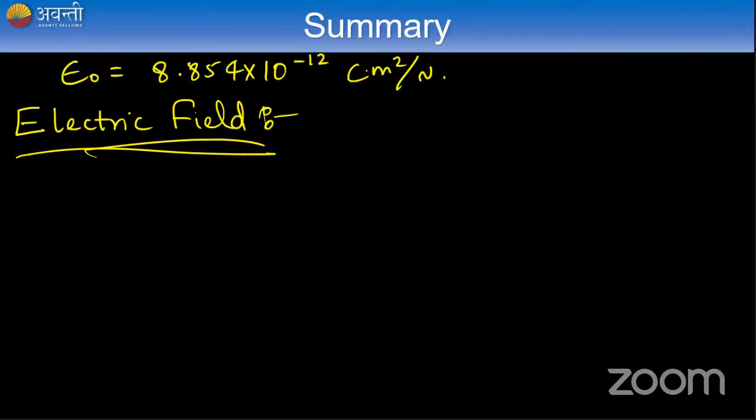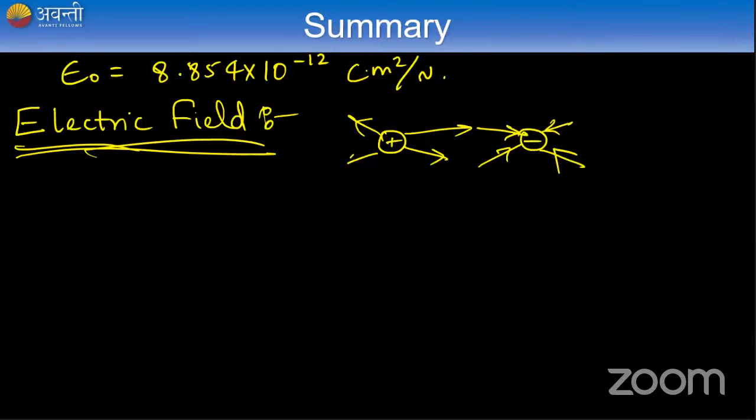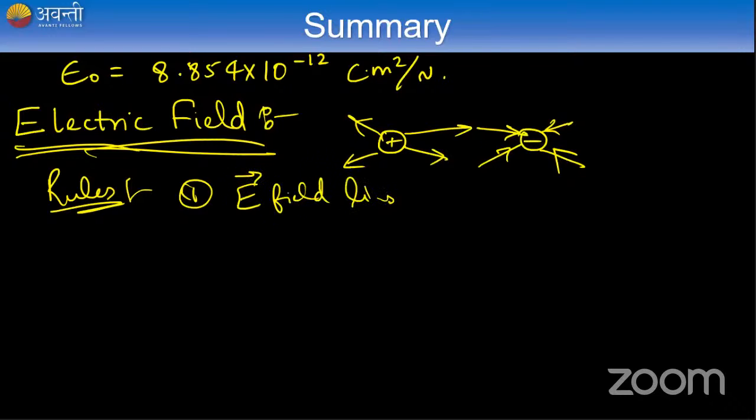Faraday tried to explain that two charges communicate with each other. If there is a positive charge and a negative charge, they communicate with the help of electric field lines. So we started with rules to draw electric field lines. First rule: electric field lines start from a positive charge and end at a negative charge.